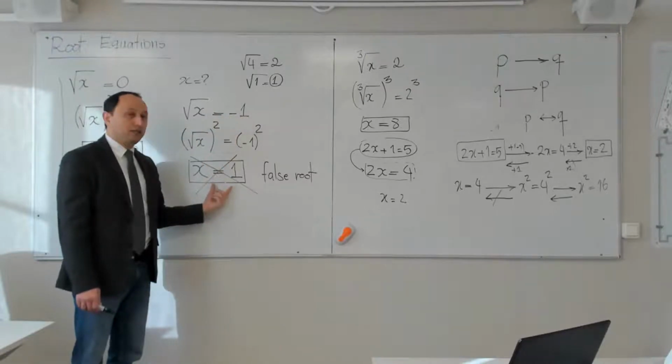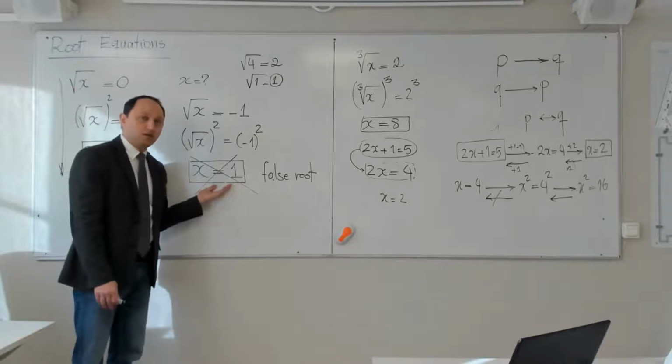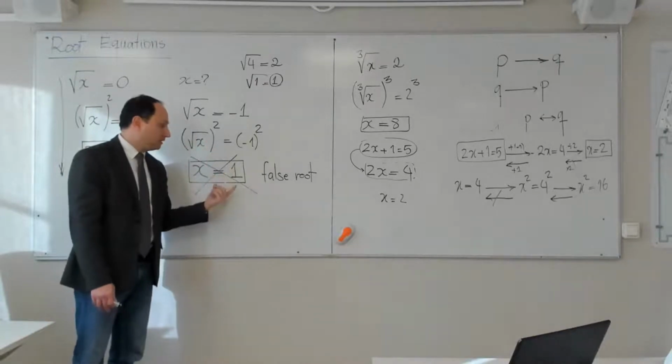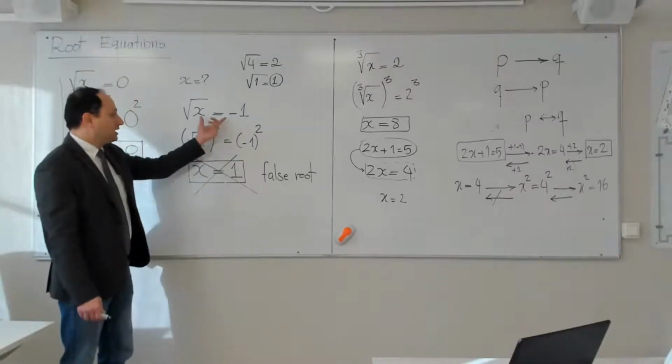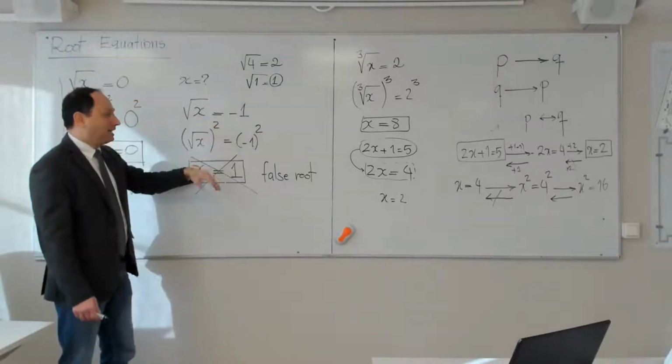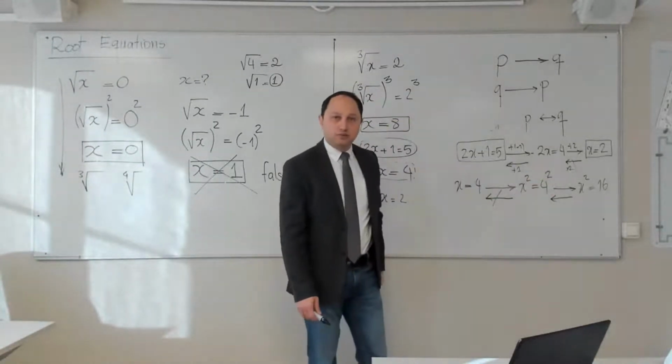So this will help me know: don't look everywhere, just look among these numbers. But be careful, these numbers might be fake ones. Why is this the case? Because squaring, and in principle raising to an even power, is not reversible.